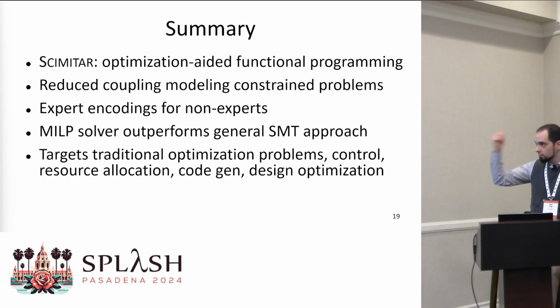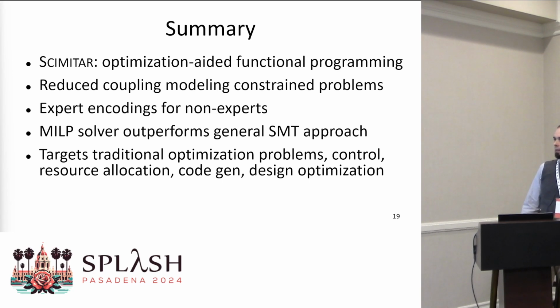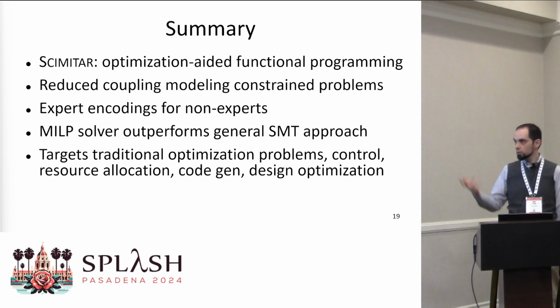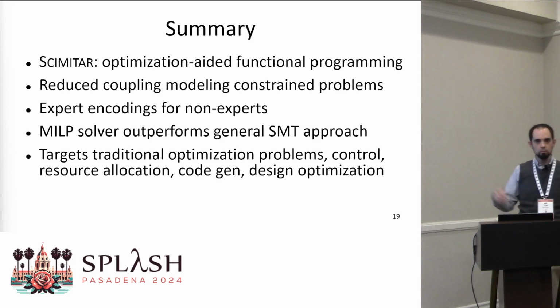So in summary, we present Scimitar, which is an optimization-aided functional programming language that reduces coupling as compared to a MILP solver, and gives expert encodings for non-experts. The solver itself outperforms a general SMT approach. And our targets are traditional optimization problems, optimal control problems, resource allocation, generating code, design optimization, et cetera.